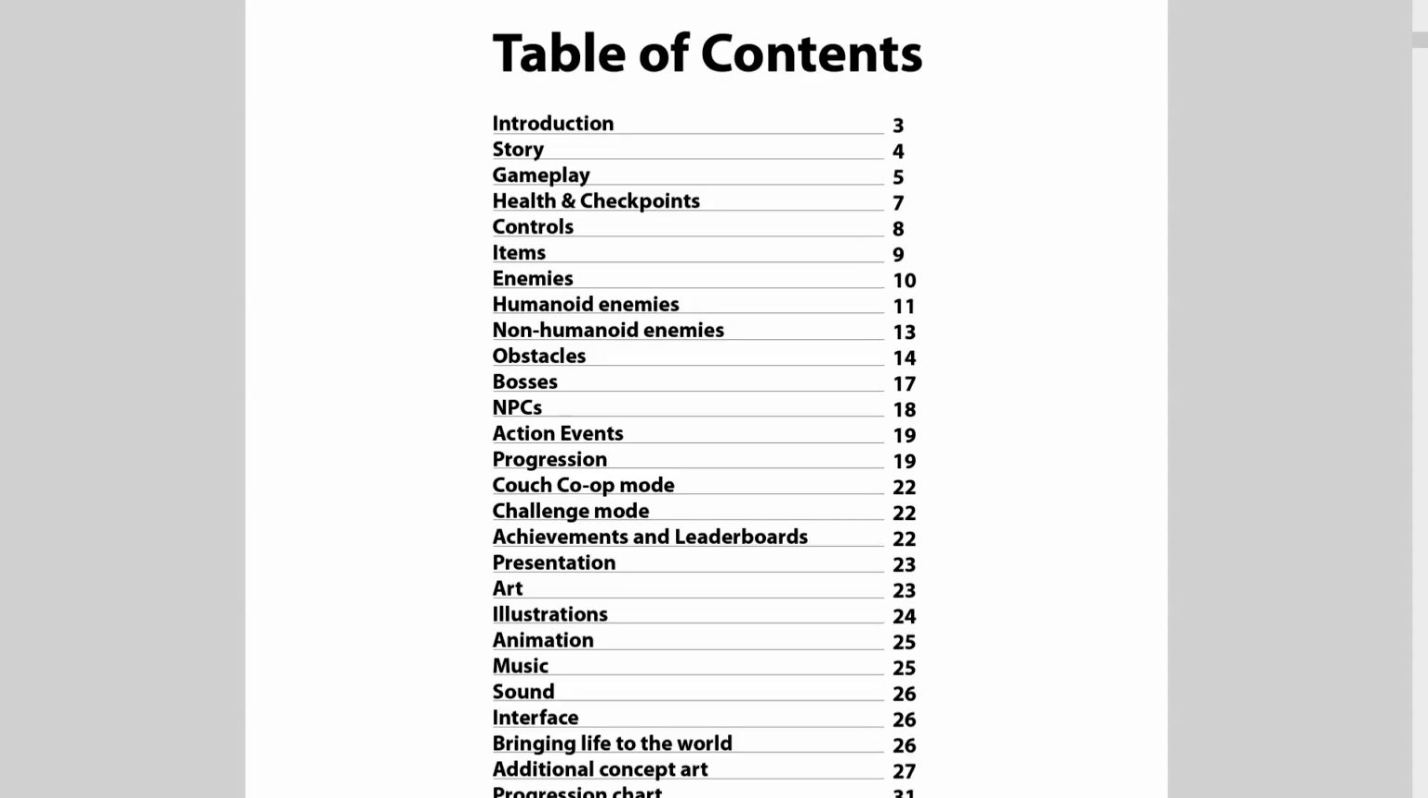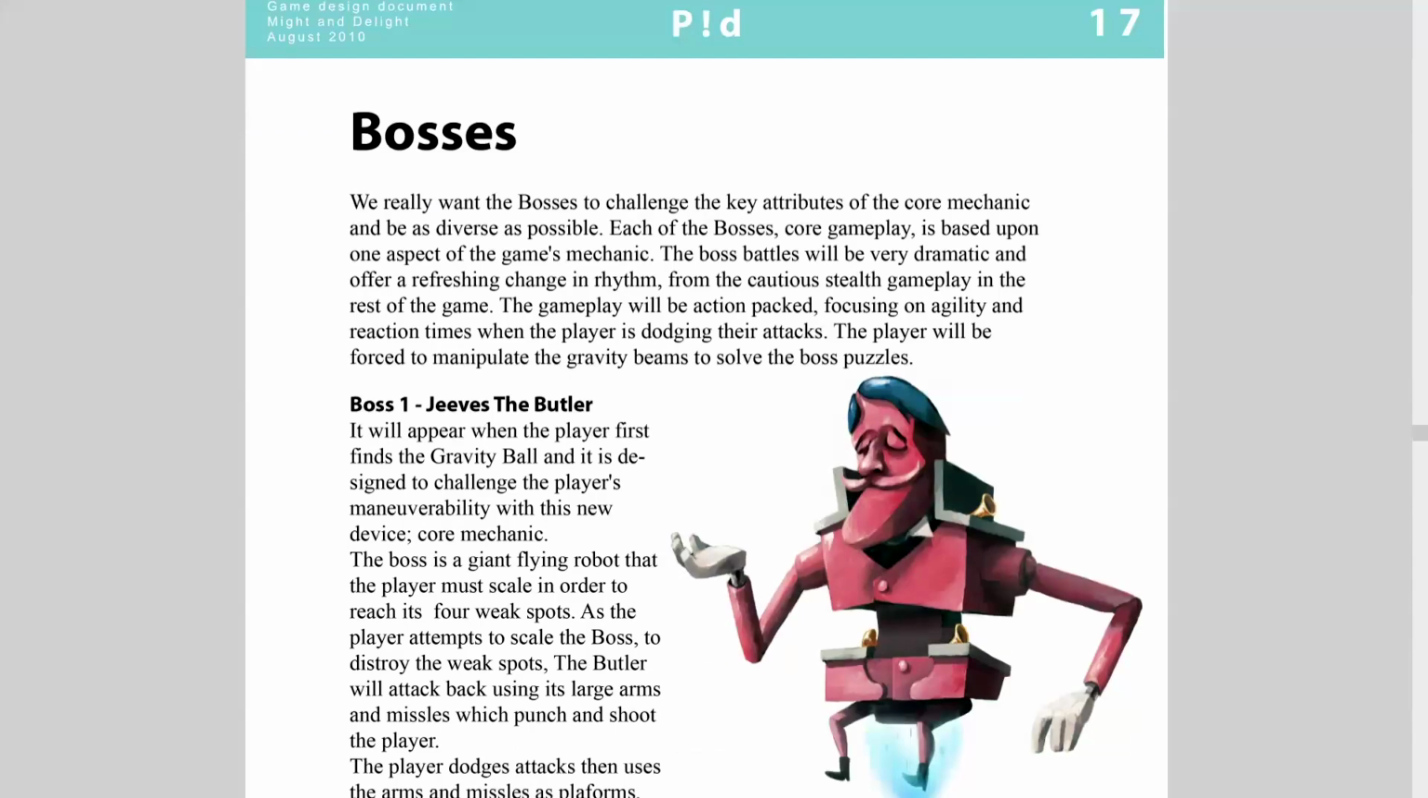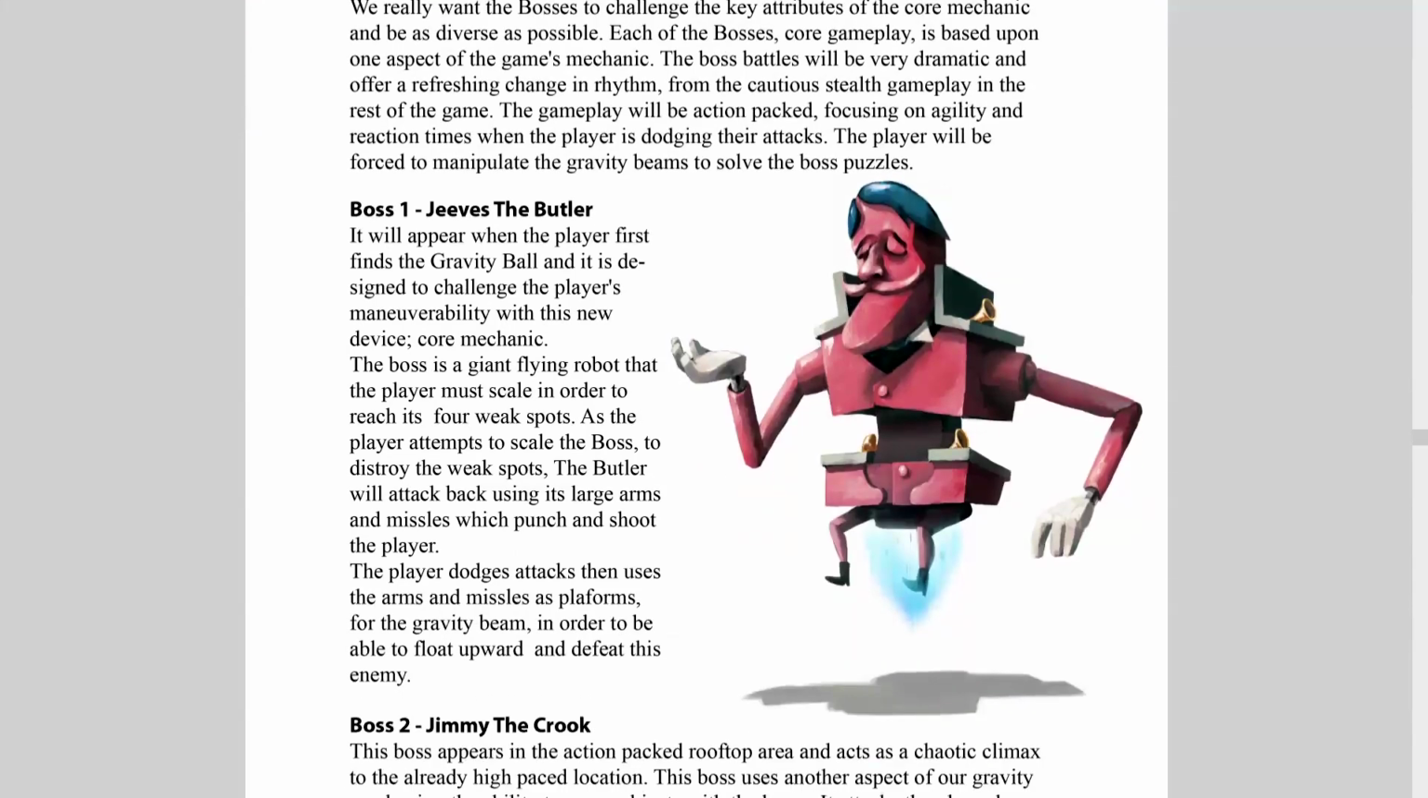Can you go to page 17? I want to see the bosses. We were just there. Yeah, so, Jeeves the butler. First finds gravity ball; it is designed to challenge the player's maneuverability with this new device or mechanic. The boss is a giant flying robot that the player must scale in order to reach its 4 weak points. As the player attempts to scale the boss to destroy the weak spots, the butler will attack back using its large arms and missiles, which punch and shoot the player.